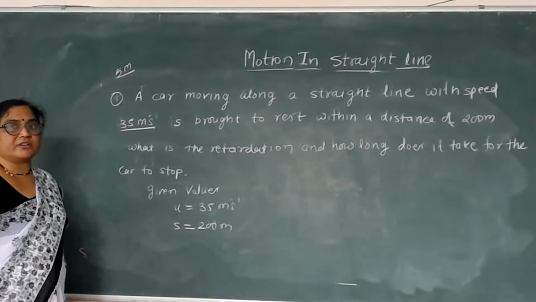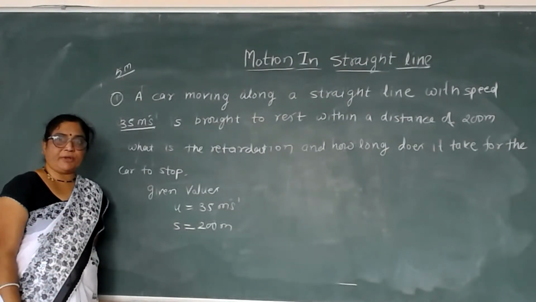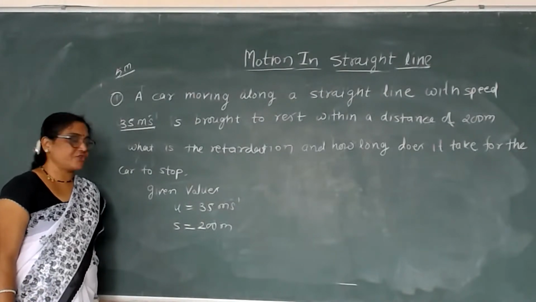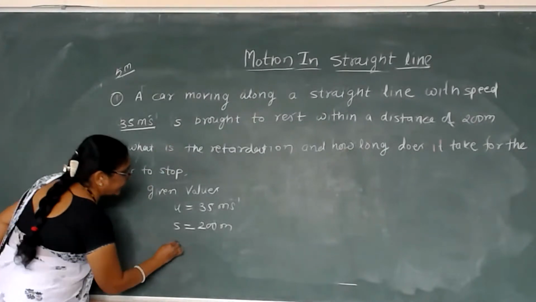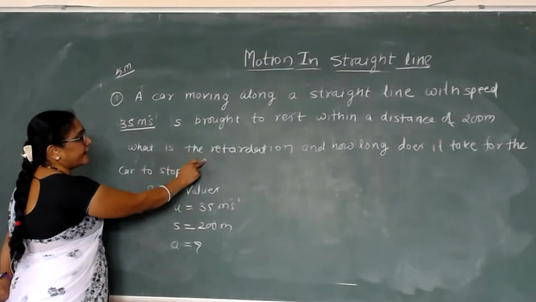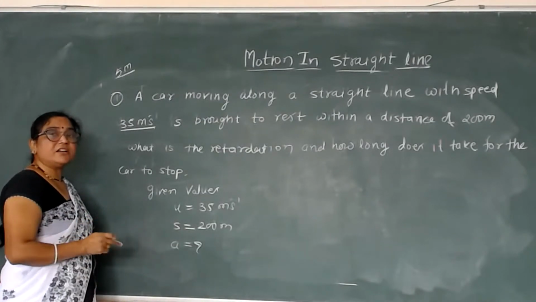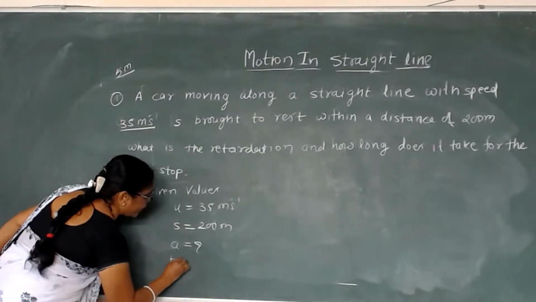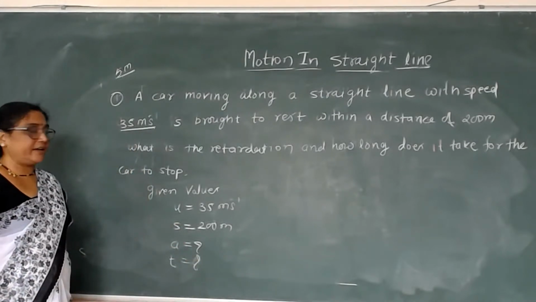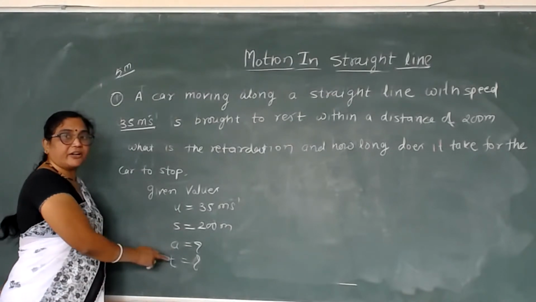What is the retardation? We know that when the final velocity is less than the initial velocity, that acceleration is known as retardation, meaning a negative acceleration. So in this question we need to find the acceleration, and how long it will take, meaning the time taken to stop the car. So t is equal to how much? There are two parts here: in the first part we find the acceleration and in the second part we find the time.